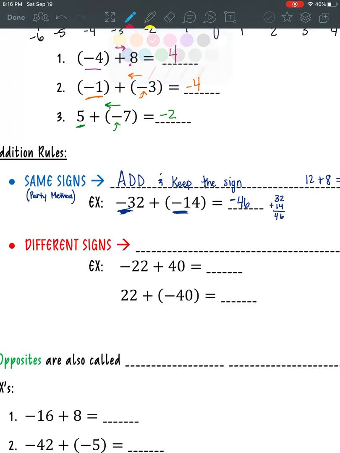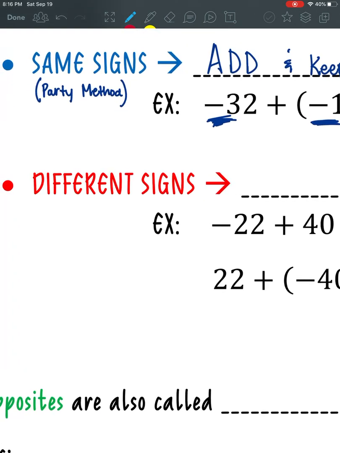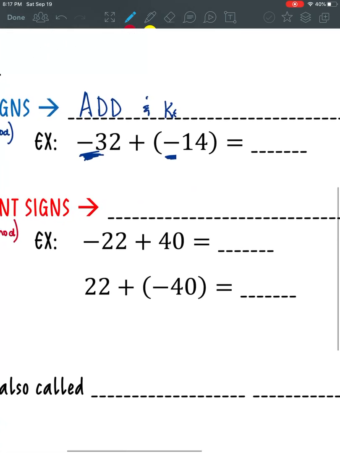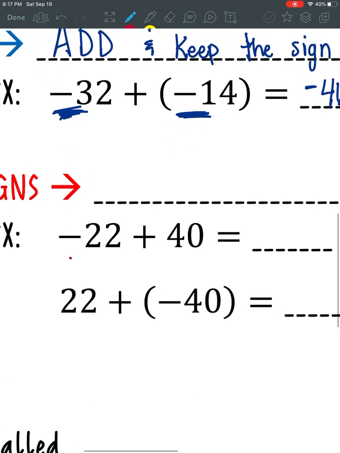Okay, so if they have same signs, both negatives, or if they're both positives, just add them, keep the sign. Okay, next rule is different signs. And again, to help you remember, this is what I call the battle method. Because in this case, the two numbers don't have the same sign, so they don't agree, they don't get along.